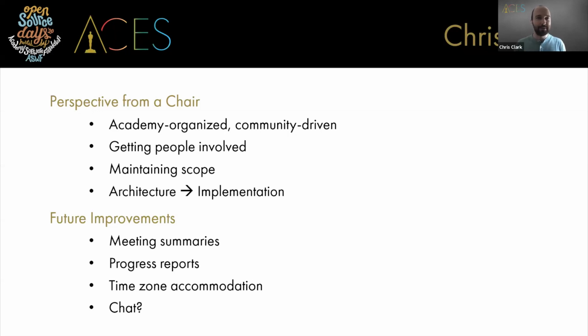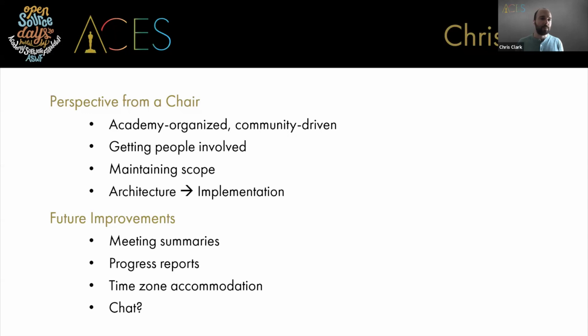So, you know, Annie and Rod and everyone was honest about that, the fact that this is a new process, and there's lots of room for improvement. And part of what chairing the group is going to be is providing feedback on how things are going. But basically the groups are, I would say, Academy organized, but community driven.